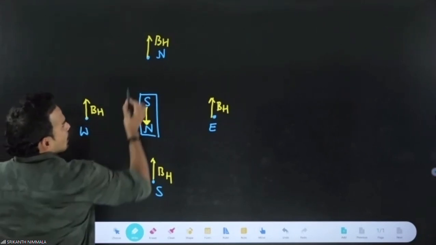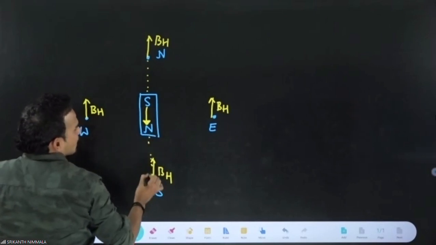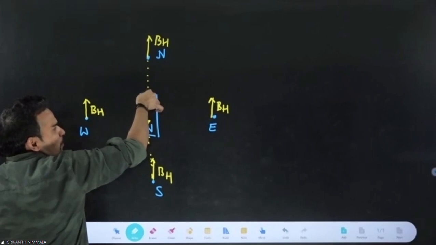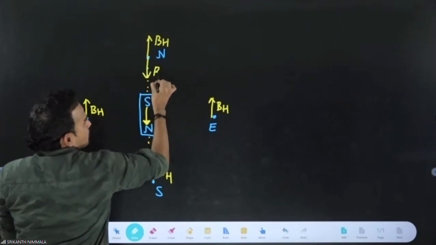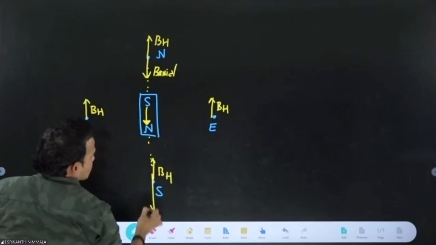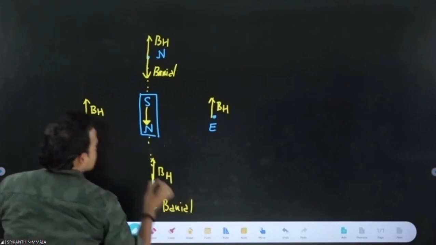Now, these positions are axial. On axial, the magnetic field produced will be in the same direction as the dipole moment of the magnet. The dipole moment of the magnet is like this, so here the magnetic field produced will be like this. That is axial. And these are equatorial positions.